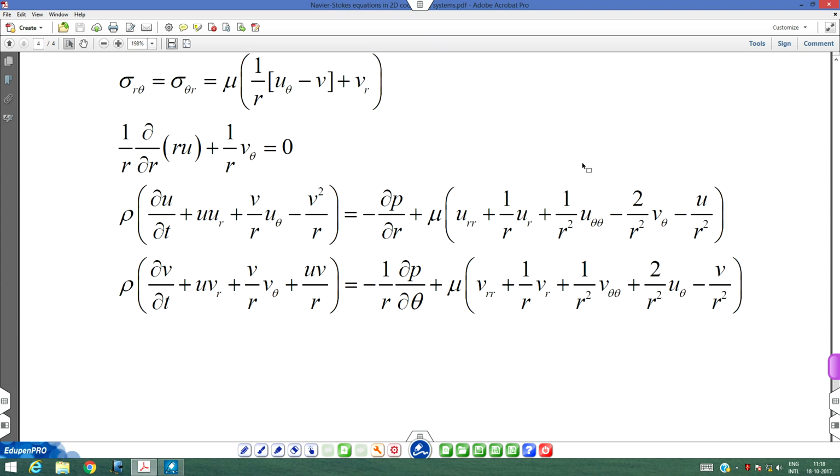In other words, derive the quantities of interest from the local distribution of the flow field and the pressure field.